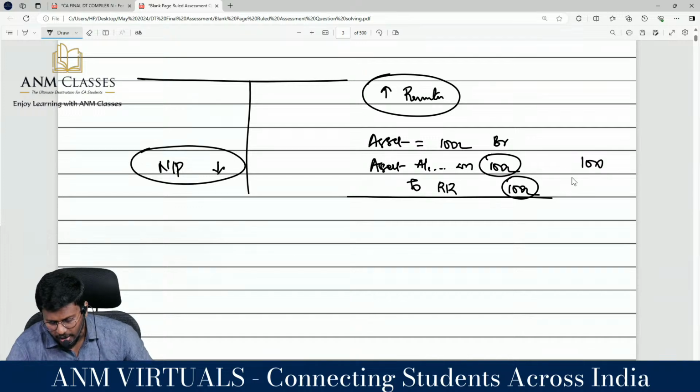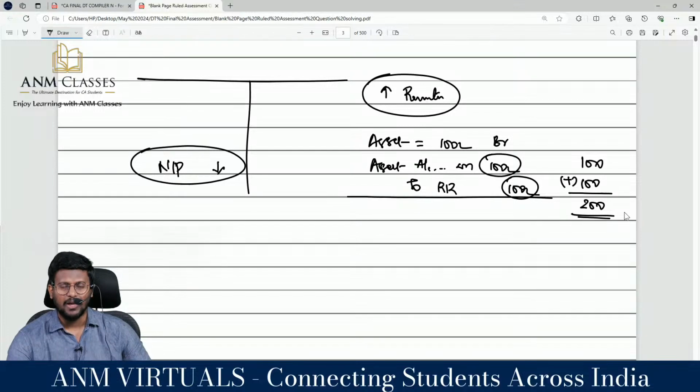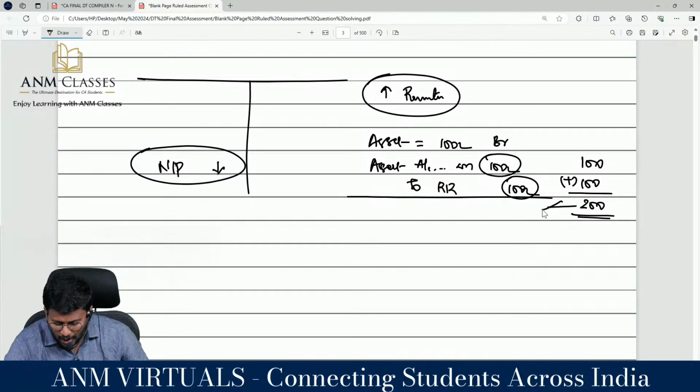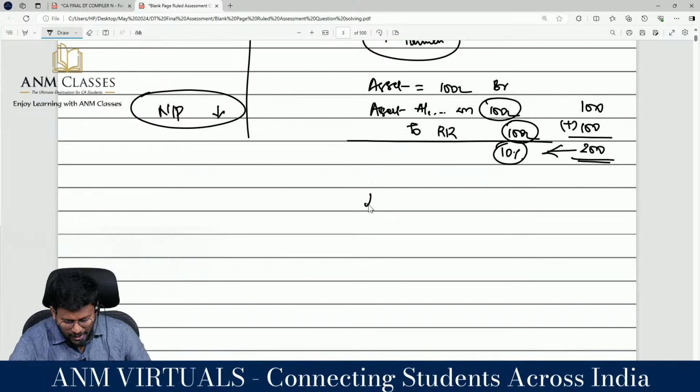Now the book value is already 100 and the revaluation reserve is 100, so the total value becomes 200. On this 200 lakh, you are levying depreciation at the rate of 10%. So what entry will you put? Depreciation account debit 20 lakh to asset account 20 lakh.